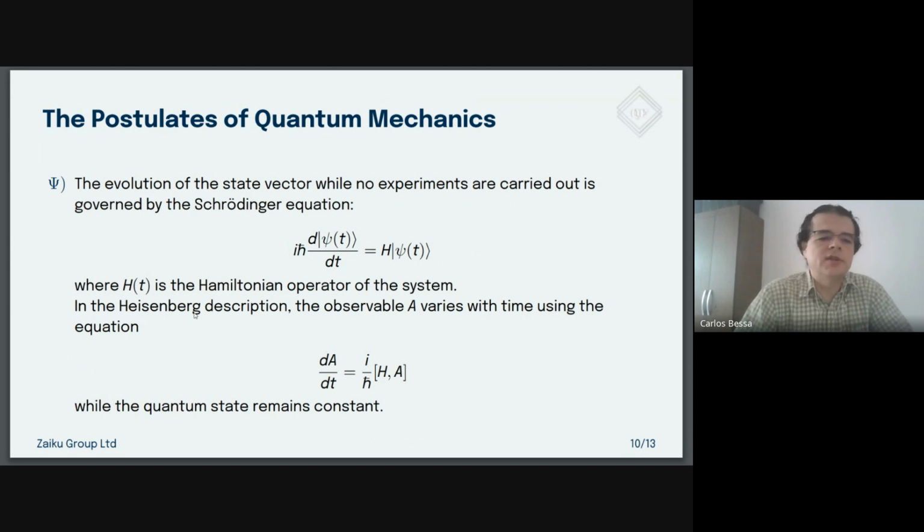We can also describe this in terms of what's called the Heisenberg description. That's given this way. The difference is that the observables are time dependent, and the state is constant. In the Schrödinger description, the state is time dependent. But both are equivalent. In general, when you're solving problems in quantum mechanics, it is much easier to solve using the Schrödinger description.